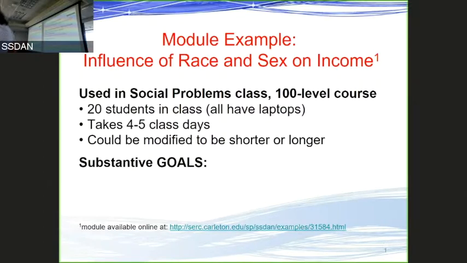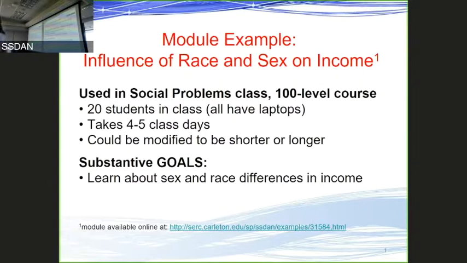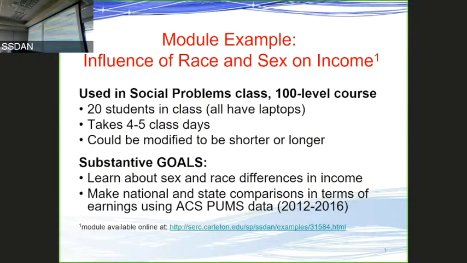So the substantive goals: I'm not just teaching quantitative reasoning, but I'm also trying to get them to learn about sex and race differences in income. And by the time this ends, they really get it. They've seen it over and over. And in the process, they're making state and national level comparisons in terms of earnings using the ACS PUMS. So this is 2012, 2016 data.